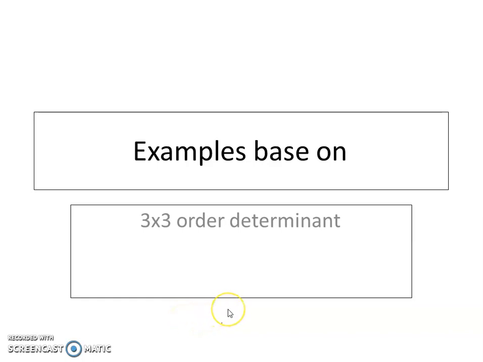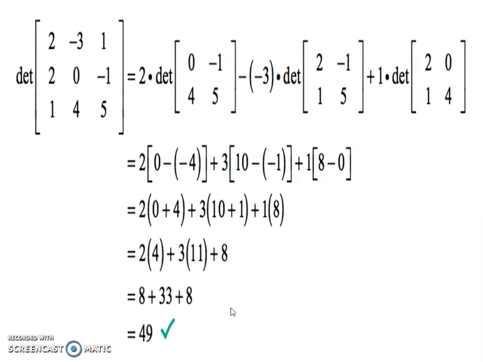Hello students. In the last lecture we took examples based on 3 by 3 order determinants. We continue the examples for practicing all the patterns. So let us start today's first example. What do you see on the screen? DET. You may use the word determinant.